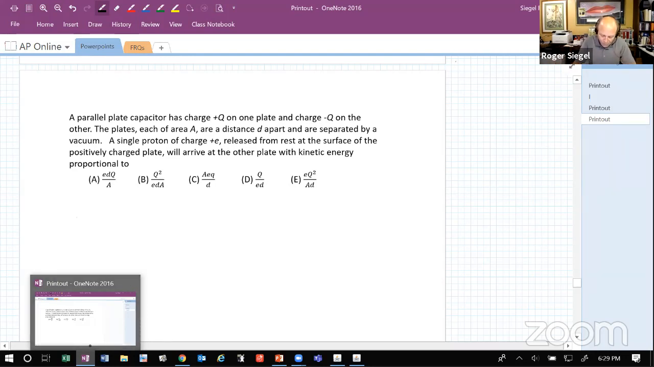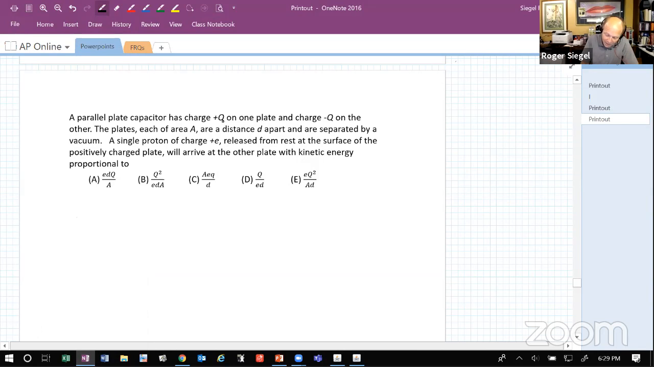So we've got a parallel plate capacitor, charge Q plus on one plate and Q minus on the other. By the way, these are always exactly opposite. They have to be. And the plates of each area are A and the distance D apart and separated by a vacuum. A single proton of charge e plus is released from rest at the surface of the positively charged plate, and will arrive at the other plate with kinetic energy proportional to how much? So we want to know what its kinetic energy is.